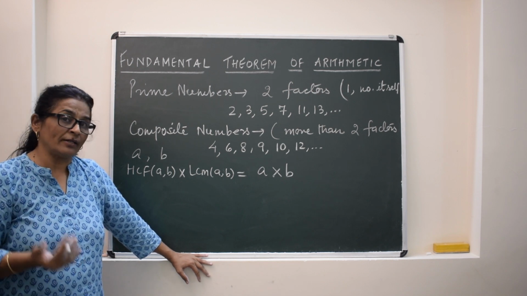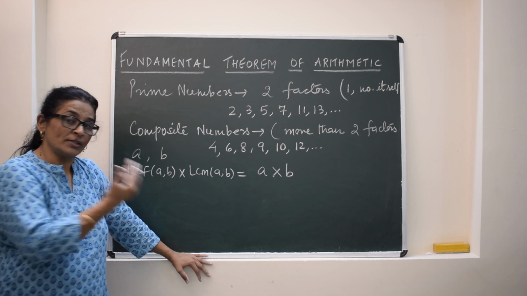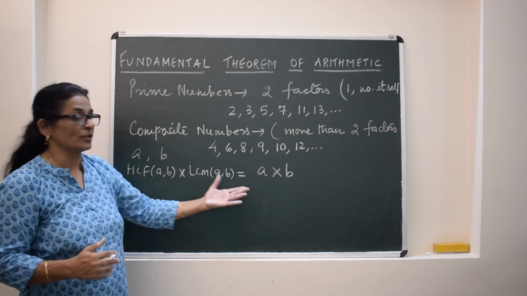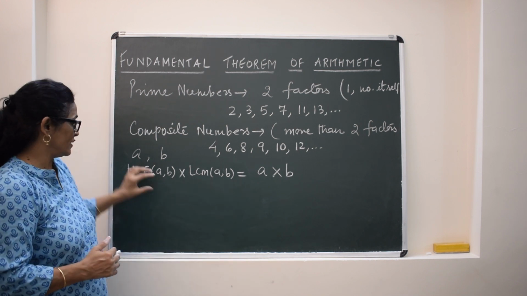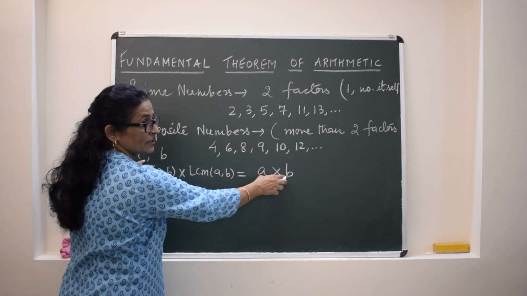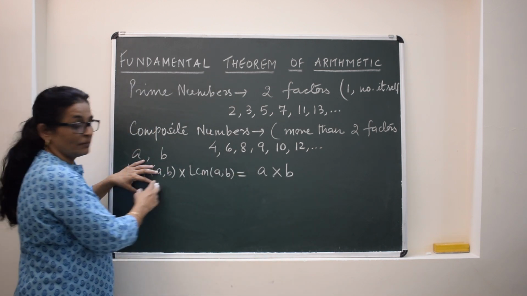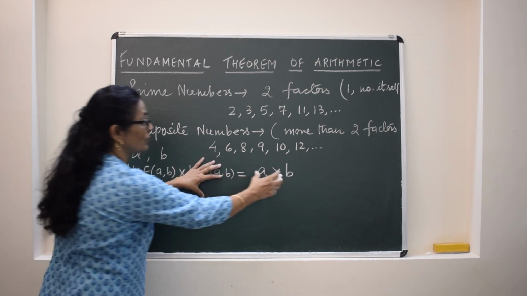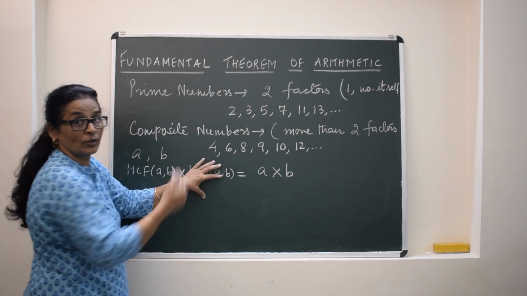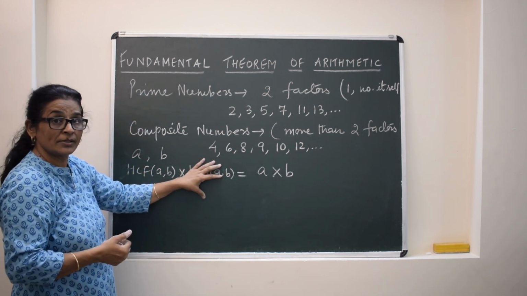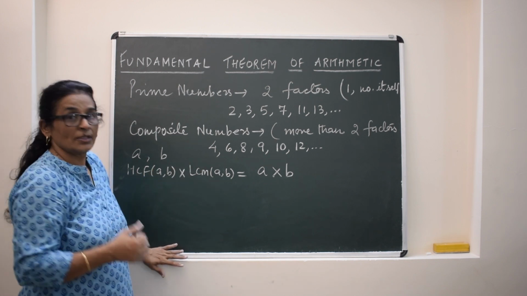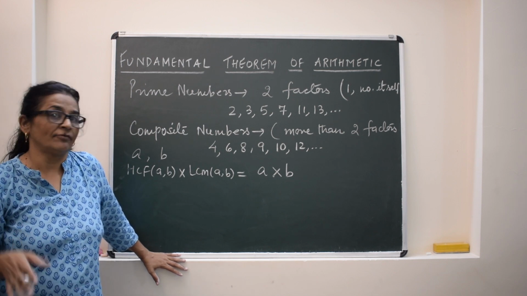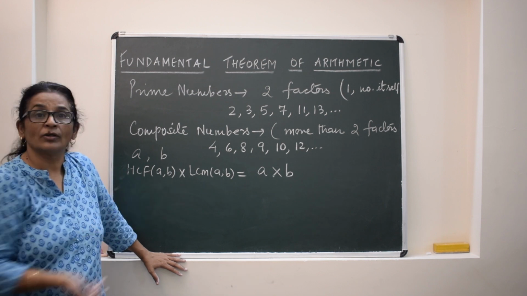So we have to first find the prime factors of each number whose HCF or LCM we have to calculate. After finding that, this rule also can be used. Suppose we know the LCM of two numbers, then we can find the HCF by dividing the product by the LCM. Or if we want to find the LCM, then the product of the numbers divided by the HCF will give us the LCM. So first we will discuss how to find the prime factors, then the HCF, then the LCM, and we will work on this rule.